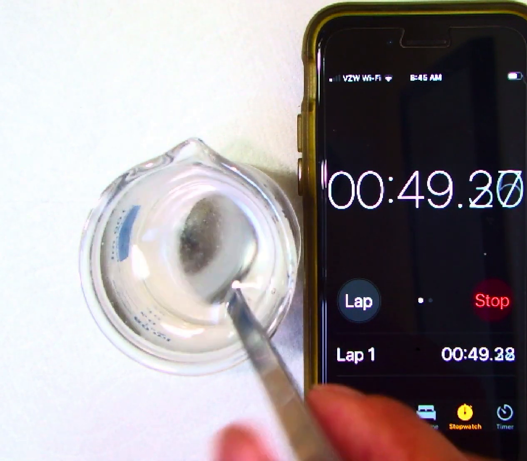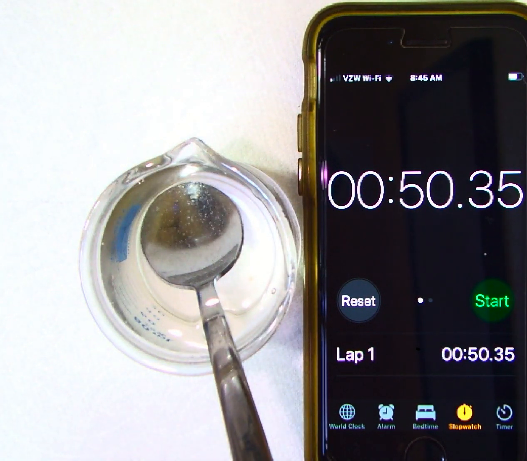This one looks like it's pretty much dissolved there. So that took about 50 seconds. All right, so that'll be for our cold water experiment. Now I'll set up the hot water experiment.